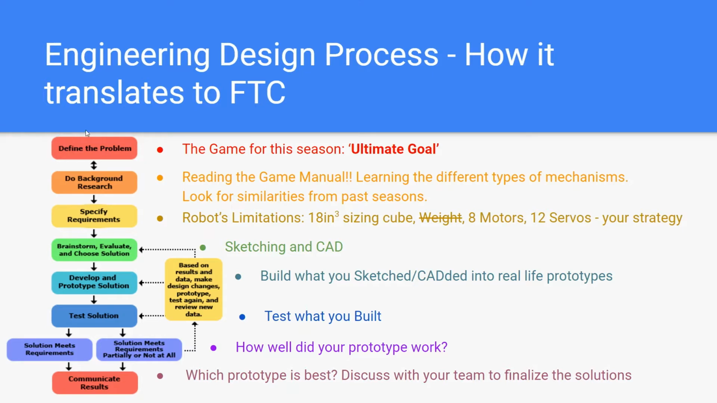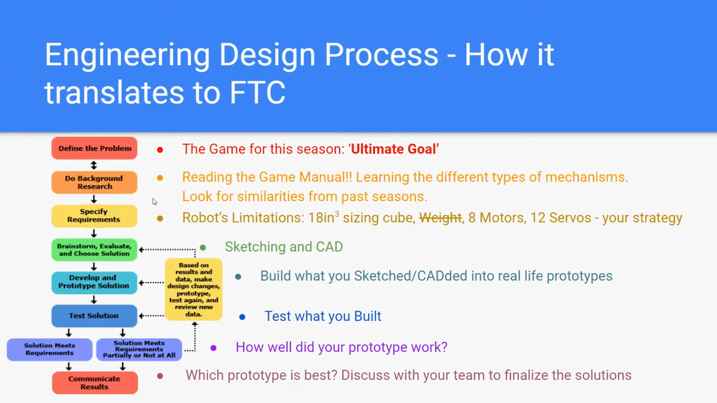So the first step of the engineering design process is defining the problem. In the real world, engineers basically solve problems by making things. So yeah, they're defining the problem. However, we're not really solving the world's problems here. We're just playing a game. This is just a robotics competition. So our problem is actually just the game, which is the ultimate goal, obviously.